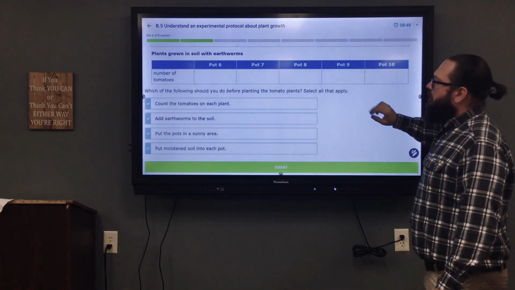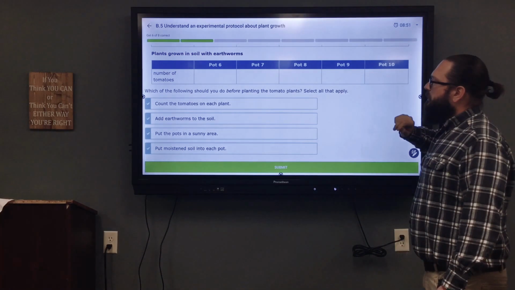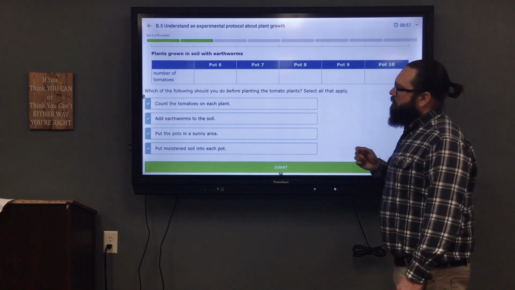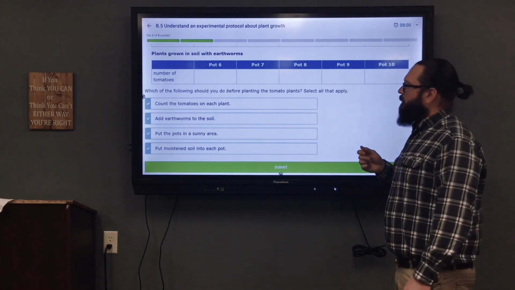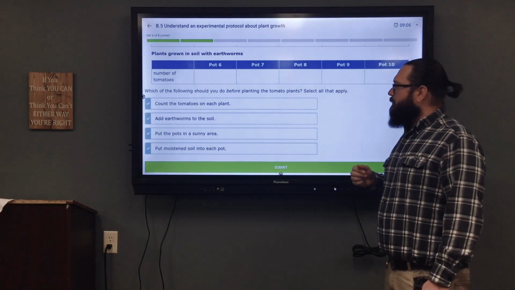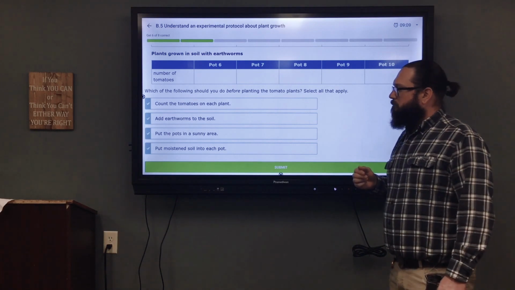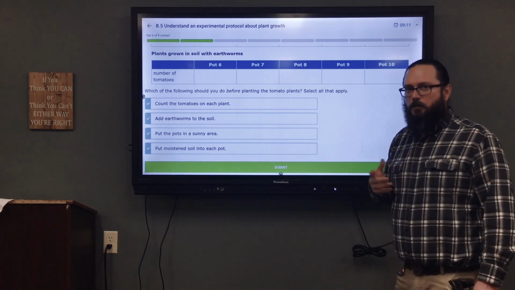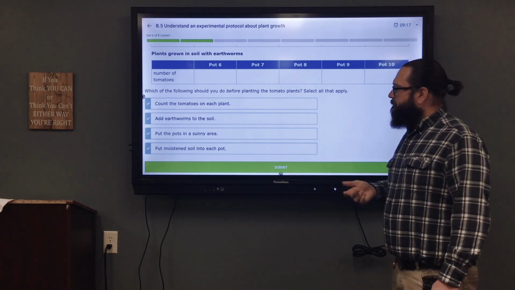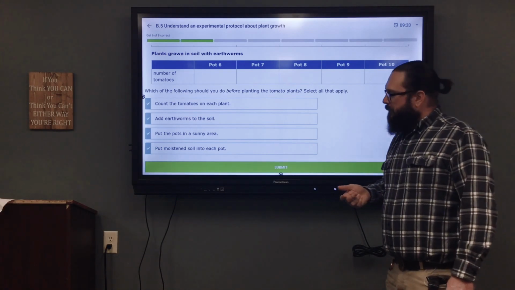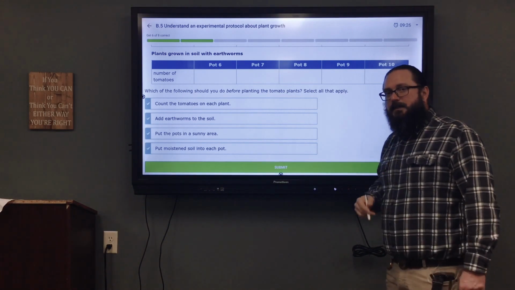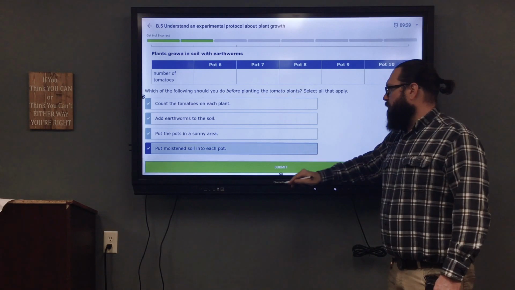So, let's see if we can determine what we should do before planting. Count the tomatoes on each plant? No, we can't do that because plants haven't grown yet. Or at least the tomatoes haven't grown yet. Add earthworms to the soil. Anything mentioned in steps 1 and 2? No. Put the pots in a sunny area. No, that one's not mentioned in steps 1 or 2 either. But put moistened soil into each pot is. So this is our only correct answer.